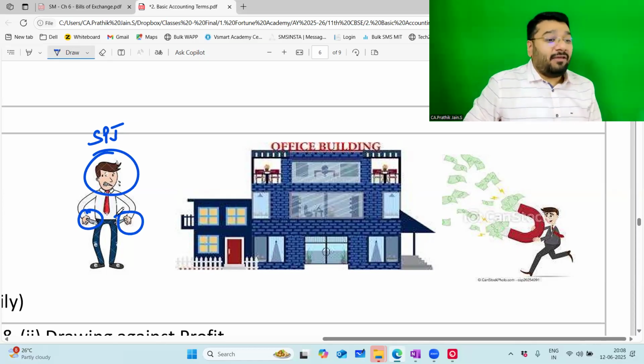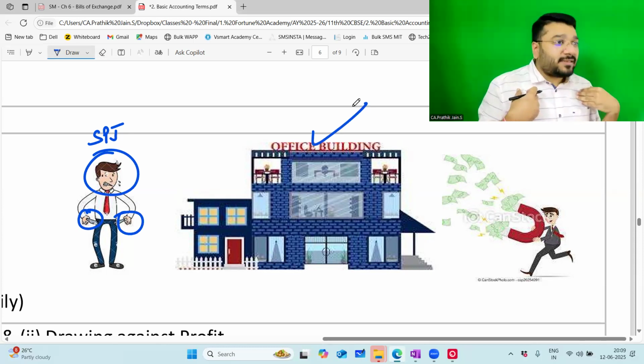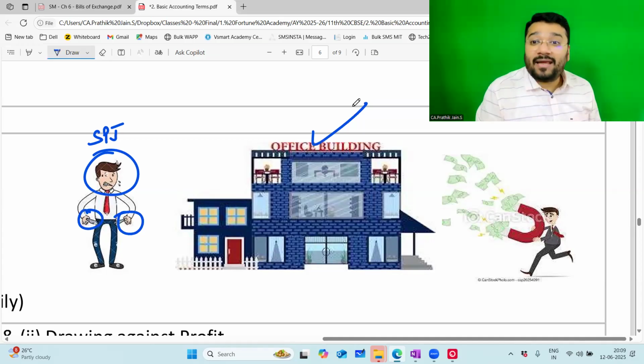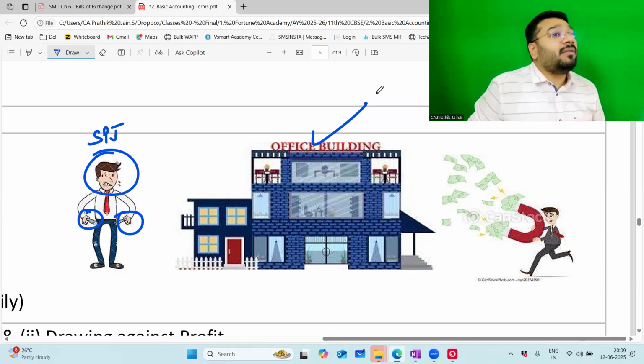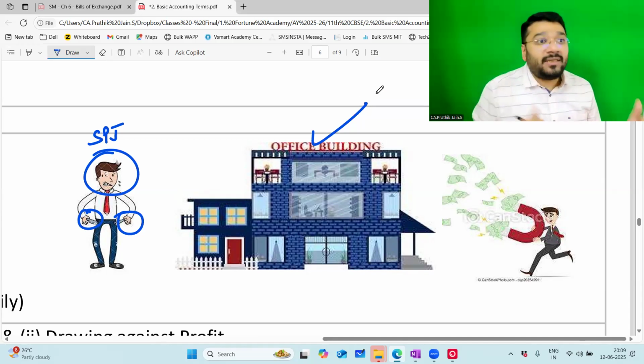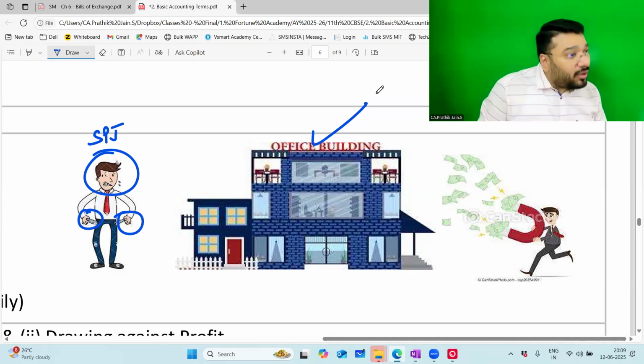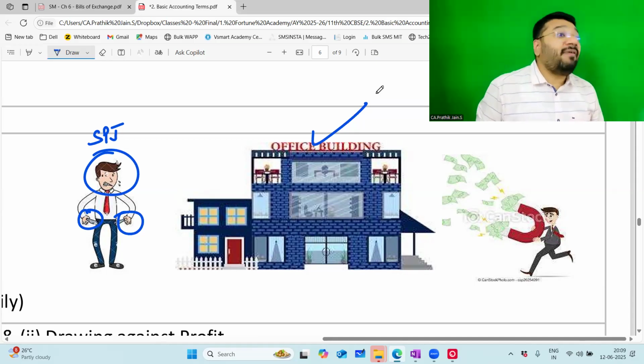Whatever profit is there, if business is keeping that profit, from where will I pay my personal expenses? I have to pay my personal home rent, home electricity bill, my kids' school fee. I have a lot of personal expenditures that I have to take care of. So if business does not give me the money, from where will I go? Beg, borrow, steal. So therefore, we give a right to the owner that he can withdraw the money from business somewhere in between itself.